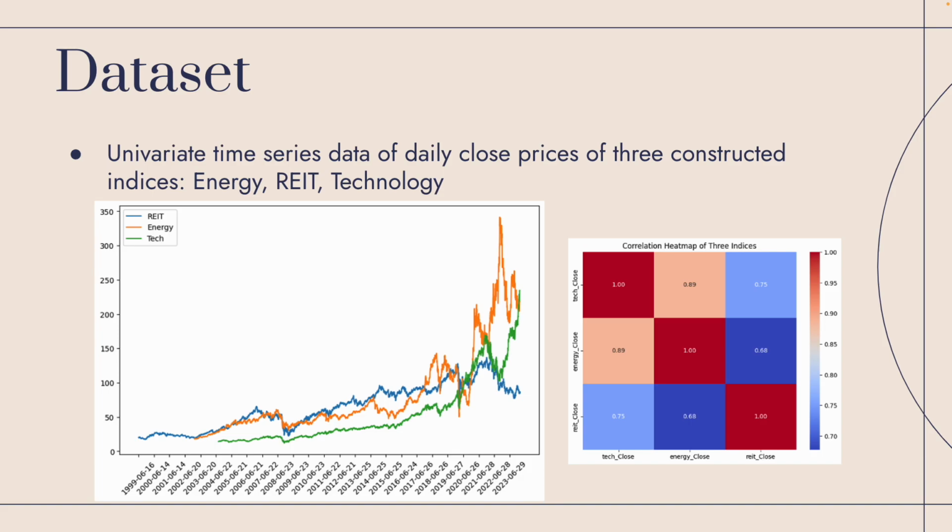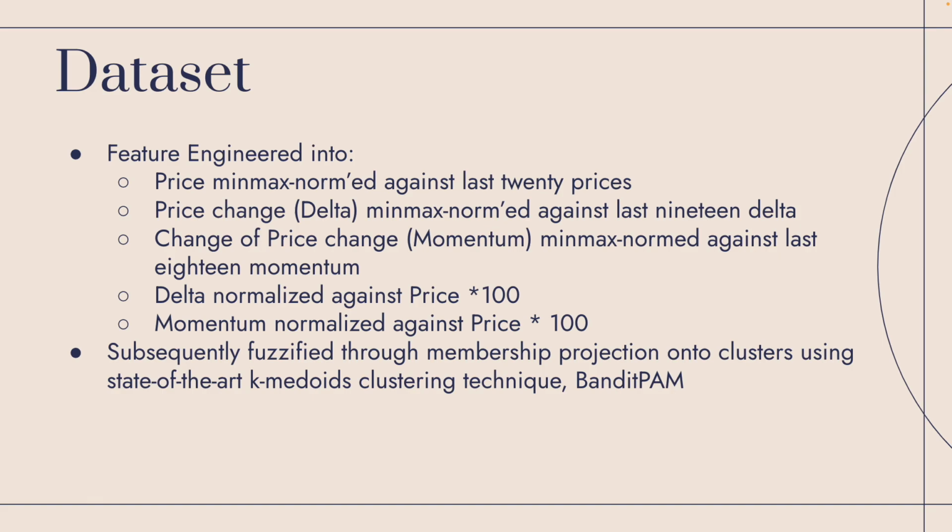Next, we build the indices required for training. As previously mentioned, energy, real estate, and technology have been chosen as the three sectors. We begin with univariate time series data of close prices. These are subsequently feature engineered into price, delta, and momentum that have been locally normalized in a sliding window against the last 20 time steps, with delta and momentum normalized against price. The motivation for the feature engineering is to generate features that mitigate concept drift. These features will subsequently be fuzzified through membership projections onto clusters, using the state-of-the-art K-medoids clustering technique, bandit PEM, and trained using our non-stationary fuzzy transformer.